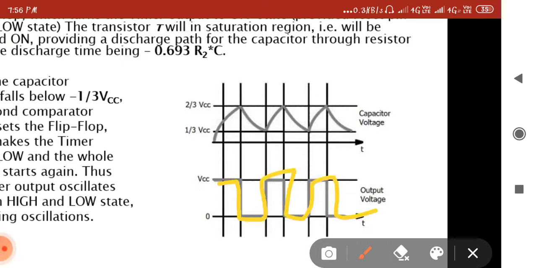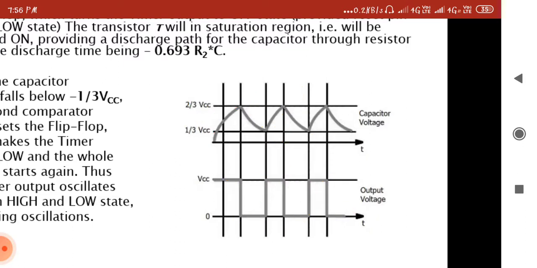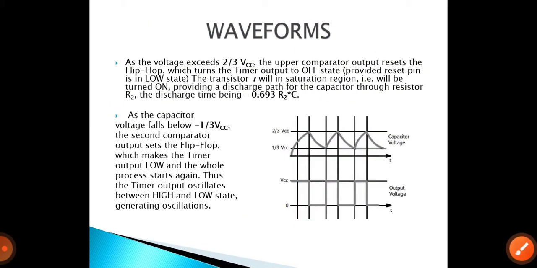We can see the on and off state. In the on state it is charging, and in the off state it is discharging. On state charging and off state, 2 by 3 of VCC it is charging. 1 by 3 of VCC discharging in the capacitor using the low state. Let us see that.